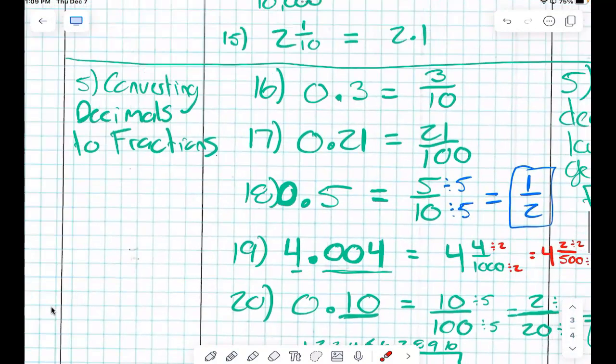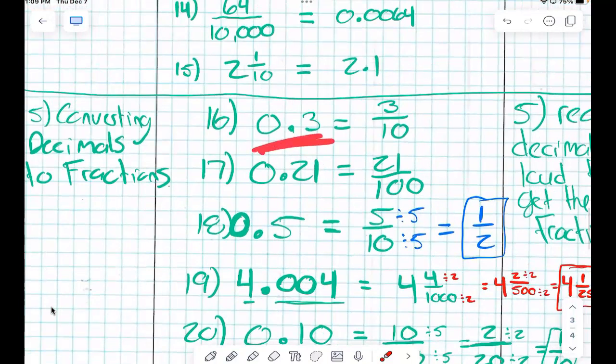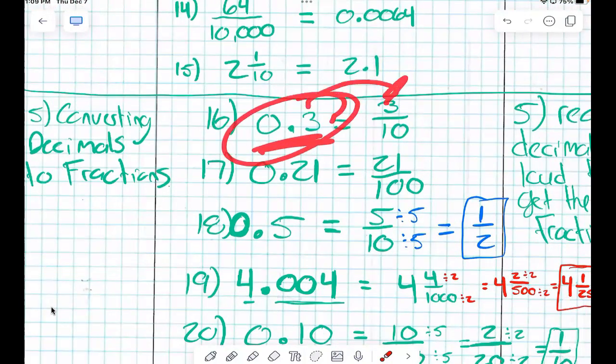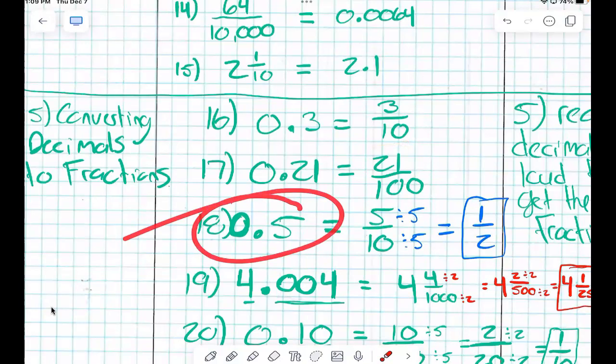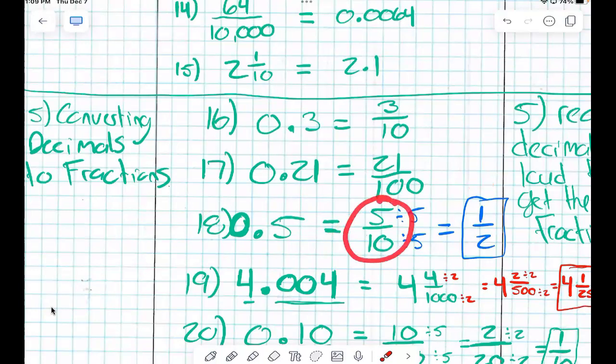Okay, let's move to these. Now we're going to go from a decimal to a fraction. Can everybody read this decimal? 3/10. What's the fraction? 3/10. Read this. 5/10. What's the fraction? 1/2. Whoa, 1/2, but originally the fraction's 5/10, right?